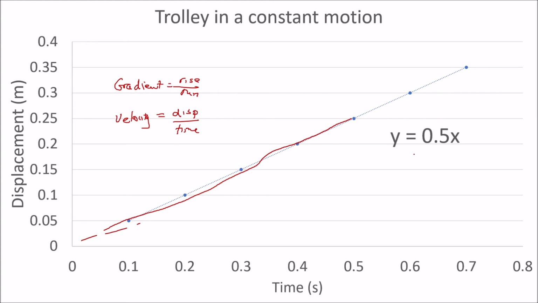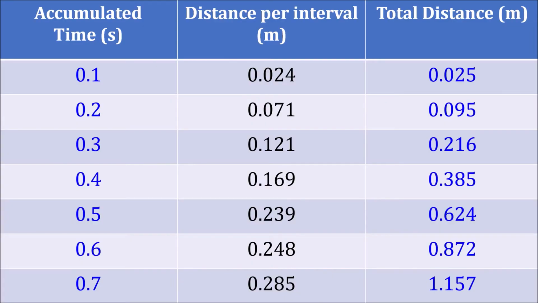The gradient that I have here is 0.5, which means that the velocity of the trolley I was moving was 0.5 meters per second. How do I determine the units? Look back at how you labeled your axes. So on my y-axis I labeled it as meters, and on my x-axis I labeled time as seconds. So that's how we work from there.